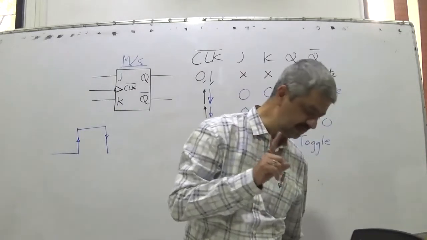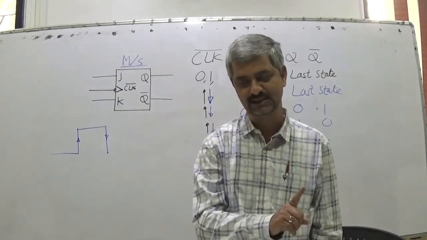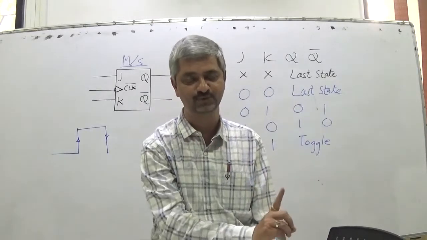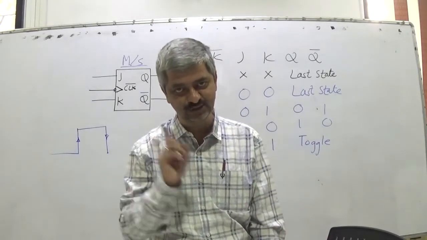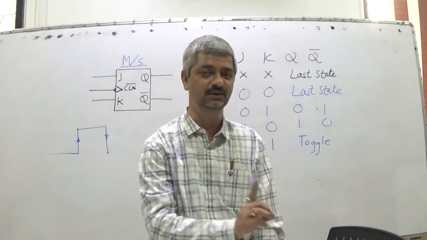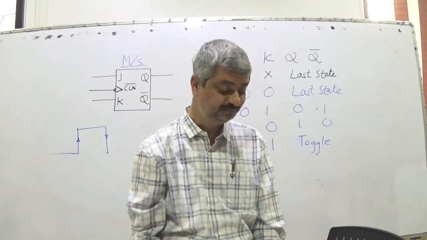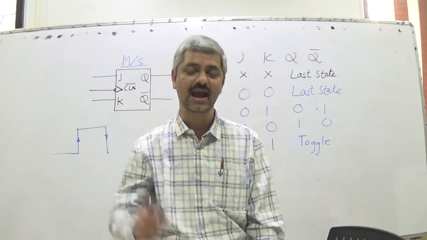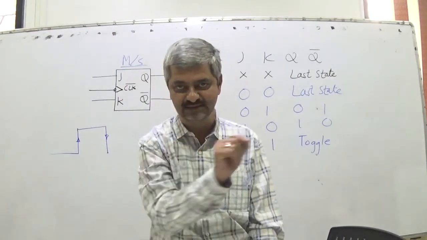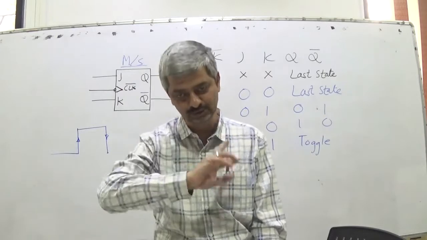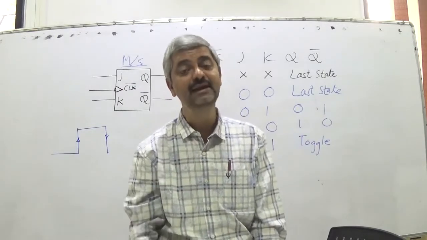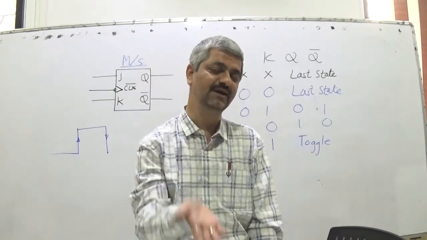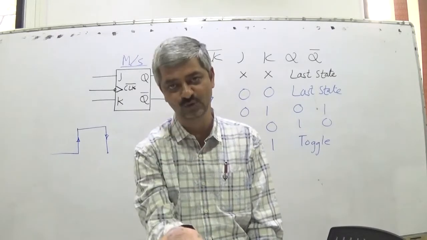So JK 0, 0, outputs continue to have last state. JK 0, 1, outputs become 0, 1. Q becomes 0, Q bar becomes 1. JK 1, 0, outputs become 1, 0. Q becomes 1, Q bar becomes 0. And if J and K are 1, 1, and then clock rising edge and falling edge is there, outputs toggle. Toggle means what? If they were 0, 1, they become 1, 0. If they were 1, 0, they become 0, 1.